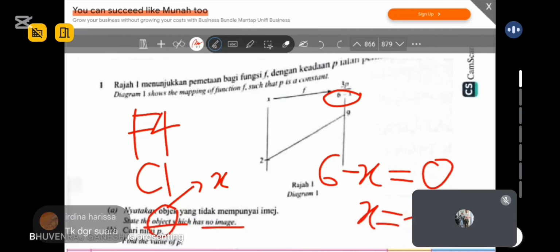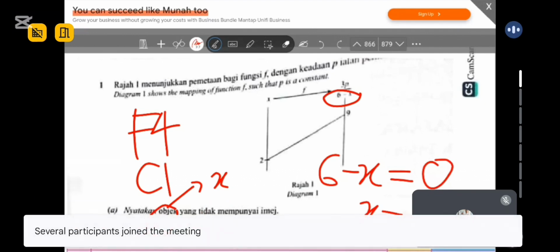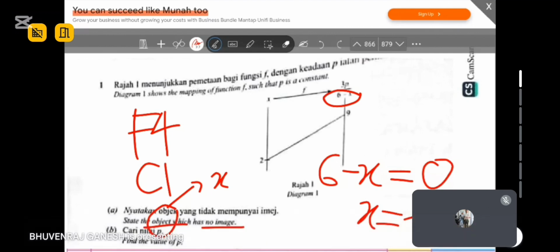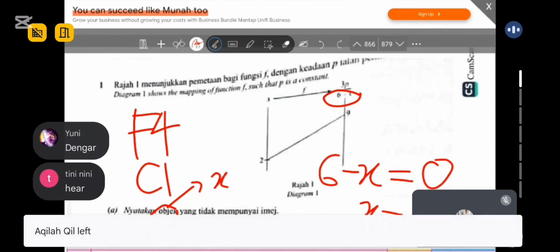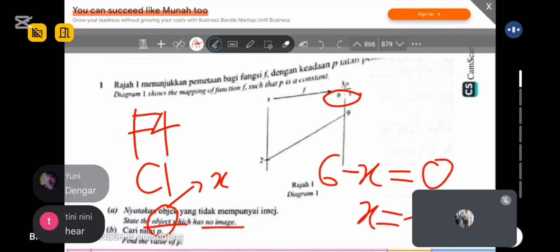So bila tiada image, when there is no image, means what, guys? Yang lain dengar tak, guys? Suara saya. Does the rest hear my voice? Ataupun kamu seorang saja tak dengar? Yeah, right. I think kamu kena cuba check volume.